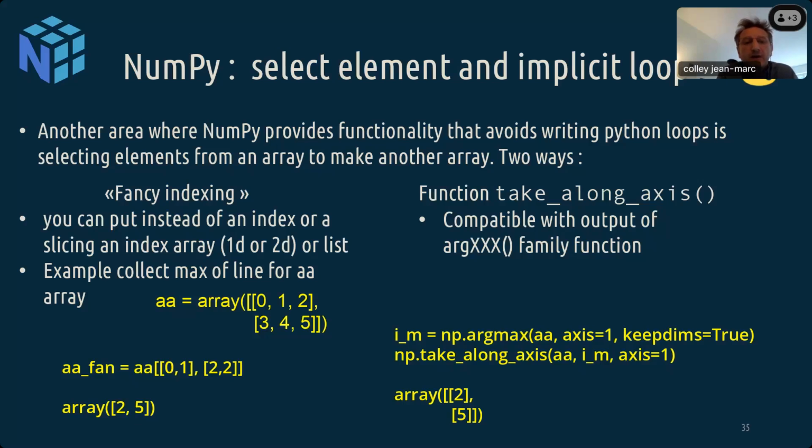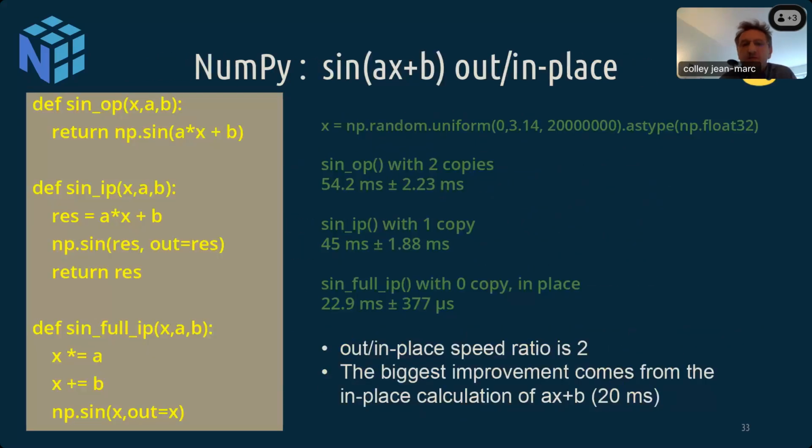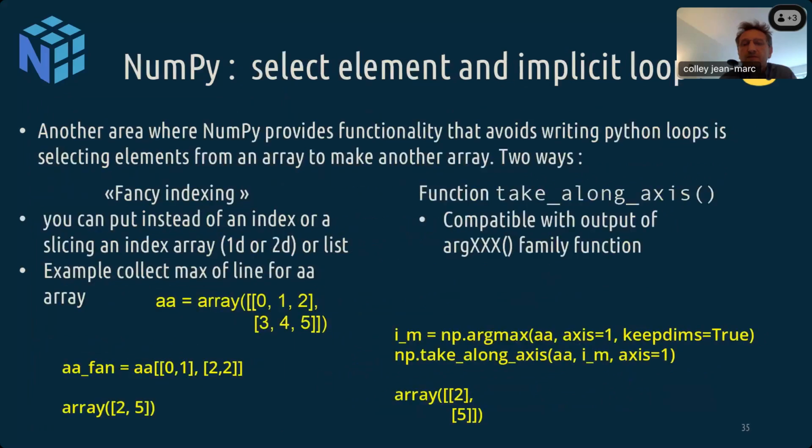For a large array of indexes, use the function take_along_axis. This function is compatible with the output of the arg family, like argmax, argmin, argwhere. And as an example, we have the syntax of this function.